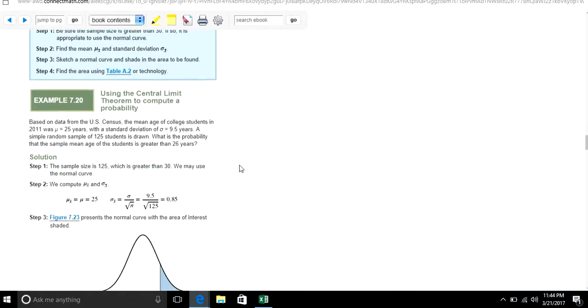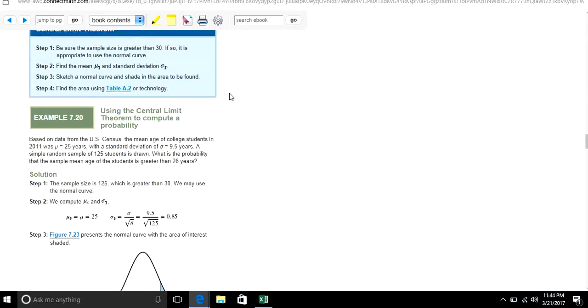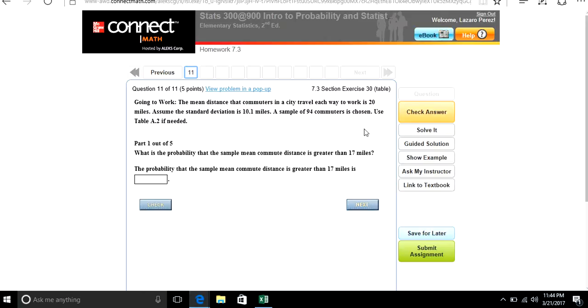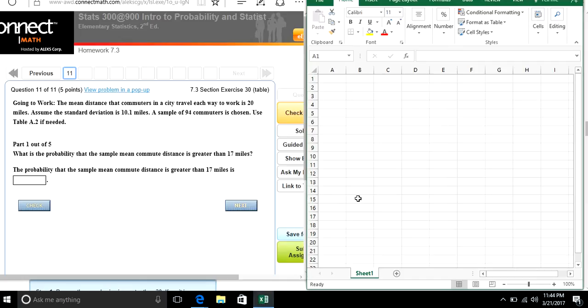And we will need to know the z-score formula. So z is equal to x minus the mean divided by the standard deviation of the sample mean. So the z-score formula and the formula for the standard deviation will be the two formulas we'll be using for this problem. Alright, so let's go ahead and dive into it. Let me bring up Excel.